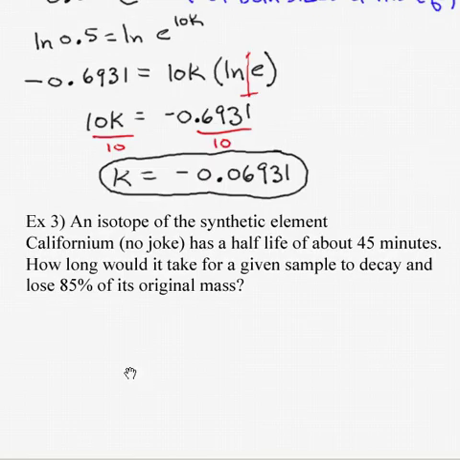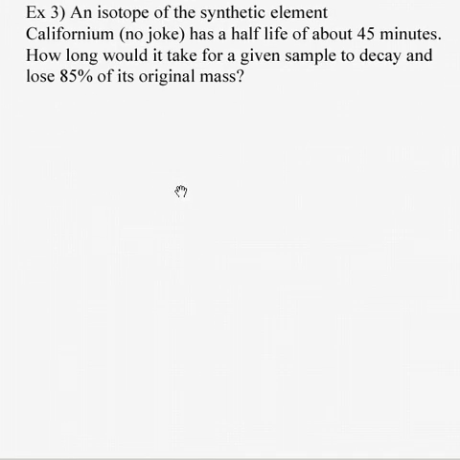Now we did that as a one-step problem, but quite usually we have a two-step problem when we're looking at decay. So let's look at example 3. It says there's an isotope of a synthetic element called californium. And no, I'm not making that up. There is actually an element, californium. No joke. So it has a half-life of about 45 minutes. How long would it take for a given sample to decay and lose 85% of its mass?